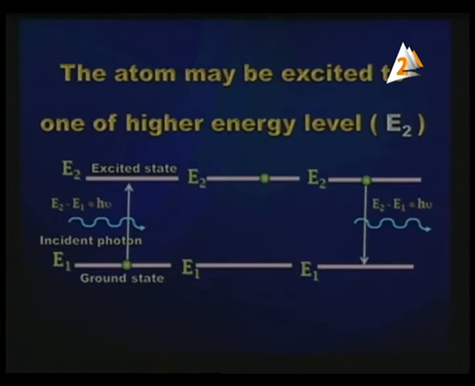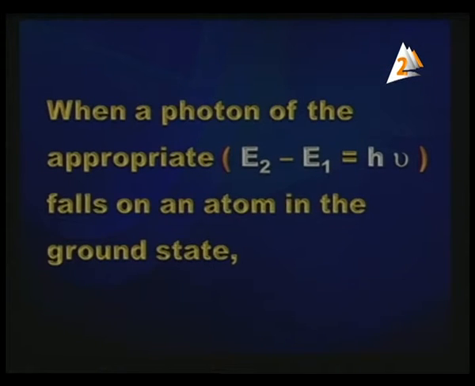But there is something very important. In the atom, there are many excited states. So the photons produced by this process have different frequencies, different energies, different wavelengths, since we have many excited states that the atom can be found in, okay? So, when a photon of the appropriate energy, which is equal to E2 minus E1, which is equal to h nu, falls on an atom in the ground state, once again, what happens?